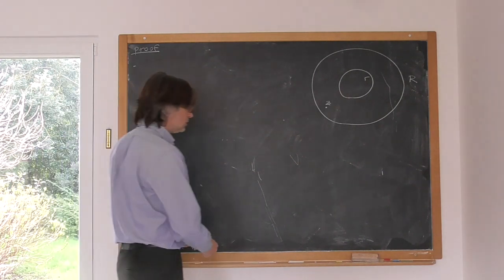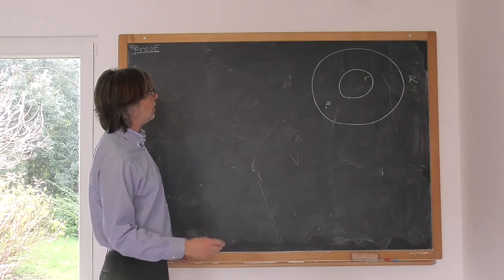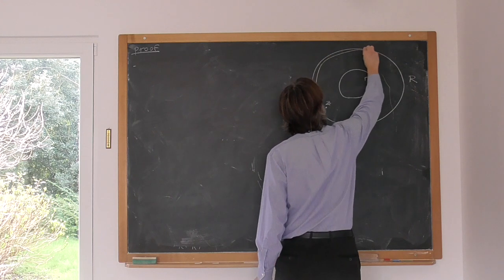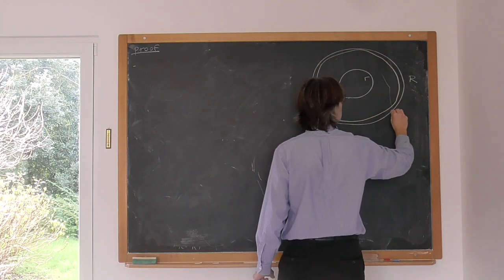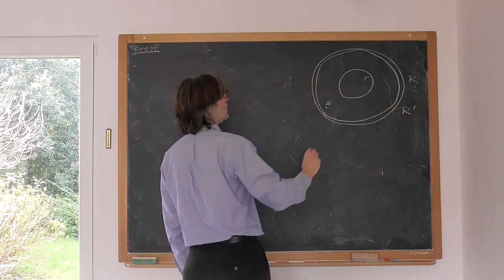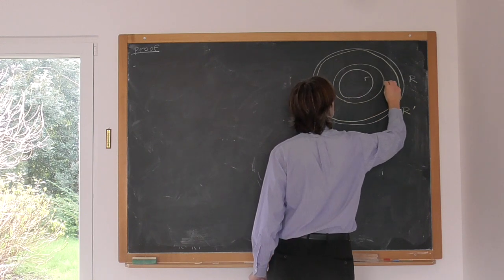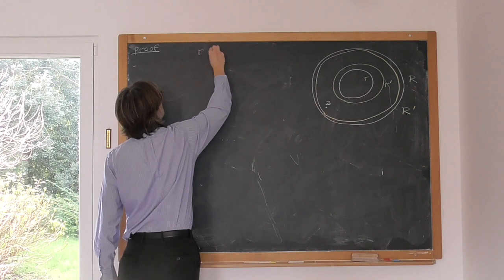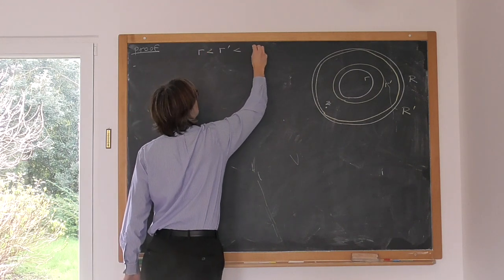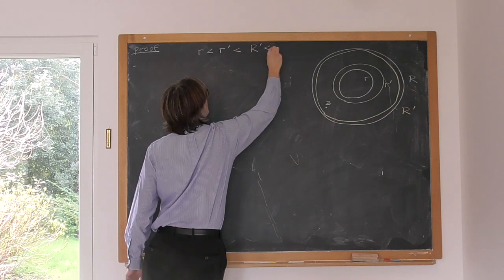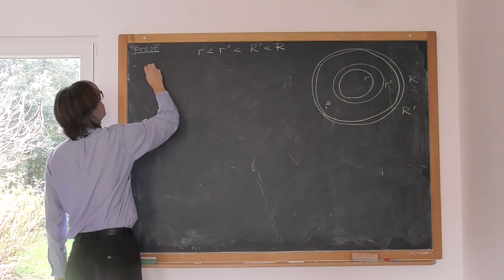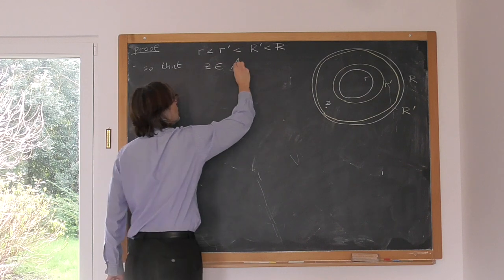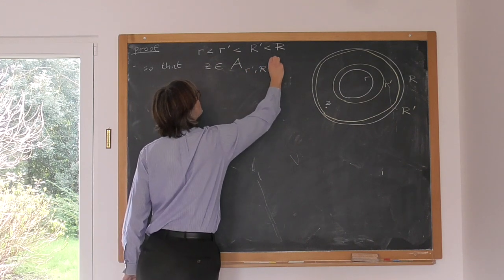In order to do this, we pick a slightly smaller annulus. I'll draw it here. The outer radius is big R prime, and the smaller radius is small r prime. In other words, I'm now considering numbers small r less than small r prime, less than big R prime, less than big R, in such a way that z is contained in the annulus small r prime, big R prime.